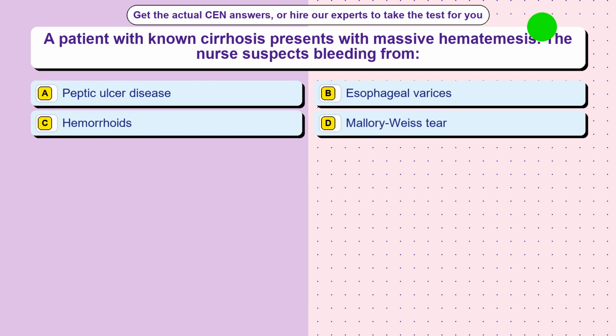Question 31. A patient with known cirrhosis presents with massive hematemesis. The nurse suspects bleeding from Option A, peptic ulcer disease. Option B, esophageal varices. Option C, hemorrhoids. Option D, Mallory-Weiss tear.